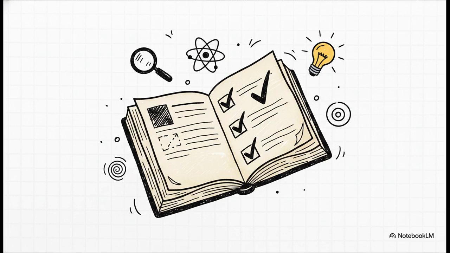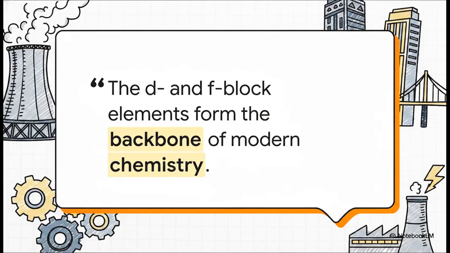And finally, number 5. Always remember the chromium and copper stability exceptions. Direct your final study efforts right here, and you're going to ace this material. As we close out this explainer, I want to leave you with a final thought straight from our source material. The d and f block elements form the backbone of modern chemistry, from industrial catalysis to nuclear energy.